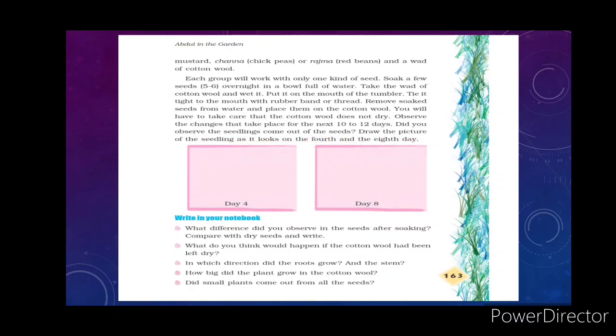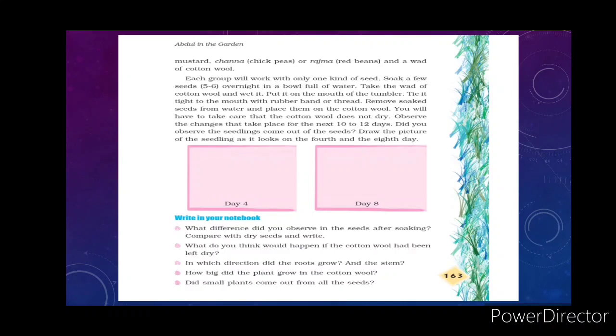So what you have to do: soak the seeds overnight, 5 or 6 hours. Then take the wad of cotton or wool and wet it. A piece of wad or cotton, you have to wet it and put it on the mouth of the tumbler, and tie it with the rubber band or thread, whatever you are using. You have to tie it tight.